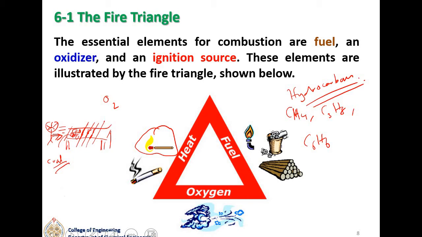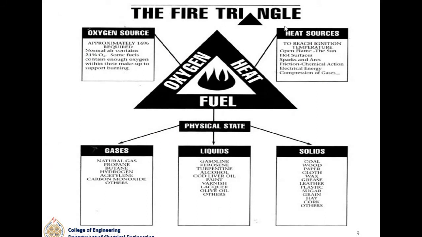So you need heat, fuel, and oxygen. This is the fire triangle. The oxygen source, of course, comes from air. Heat sources could come from the sun, from hot surfaces, from sparks. It could just come from a spark. And when you think of a spark, it always gets into your mind that it should be the current that goes through the wires. But actually, it could be static.